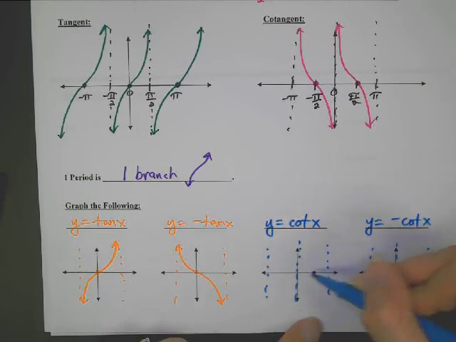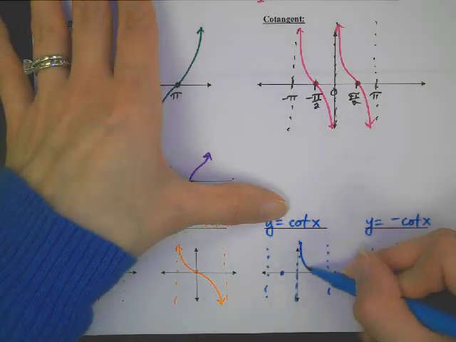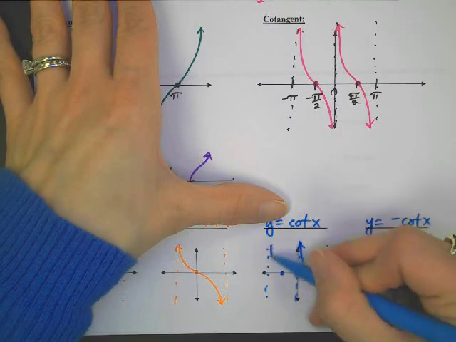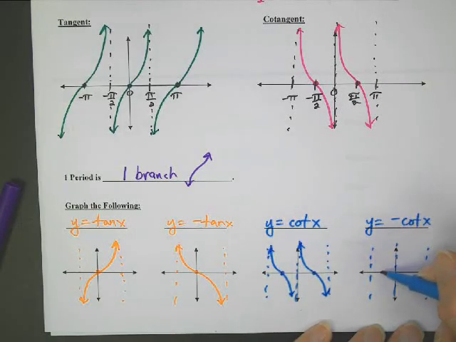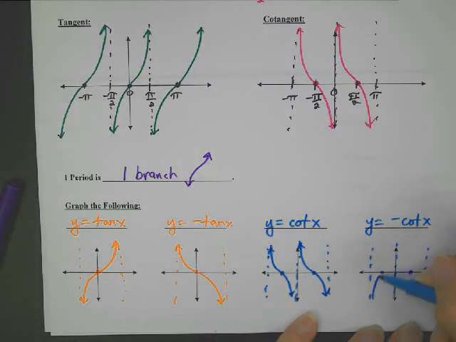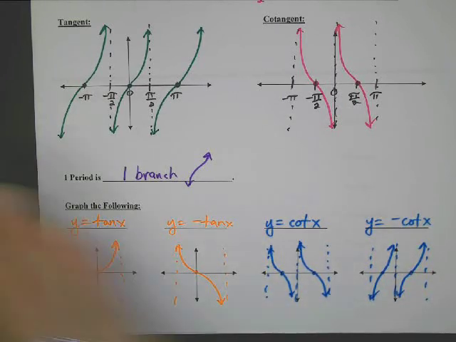And it's got a point over here. A regular cotangent goes down to the right. That's how a cotangent looks. A negative cotangent is going to be reflected and going up to the right. So it's going to look like x cubed again. Okay? So that's what they look like, and that's where they came from.